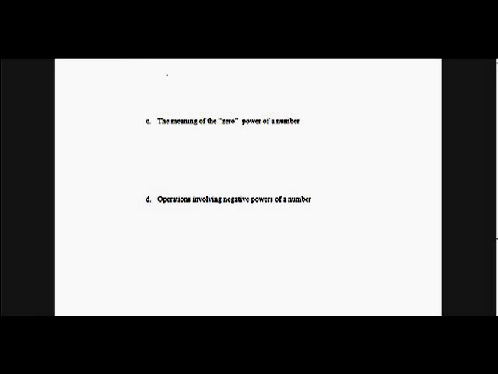Consider this. 2 to the 4th power divided by 2 to the 4th power. Well, we know that a number divided by itself is 1, so we know what that is. Now let's apply the quotient rule for powers of the same base to this.